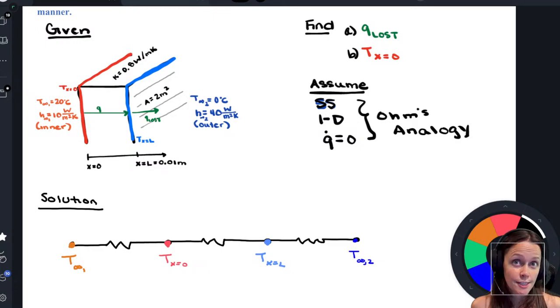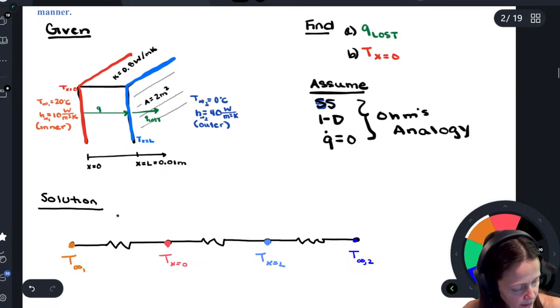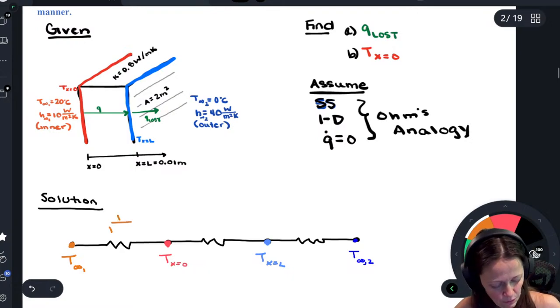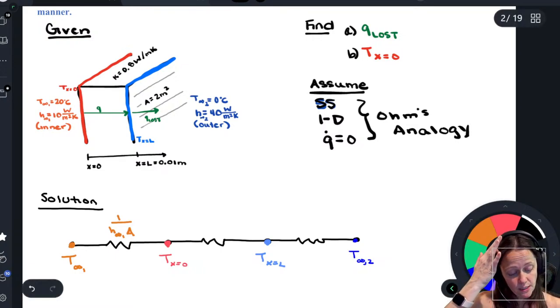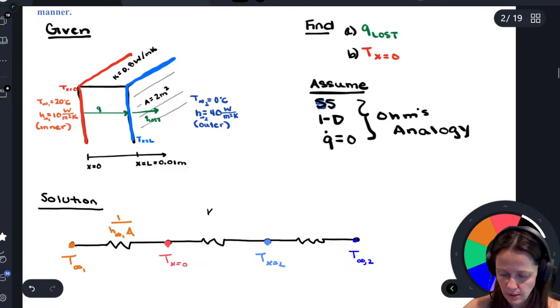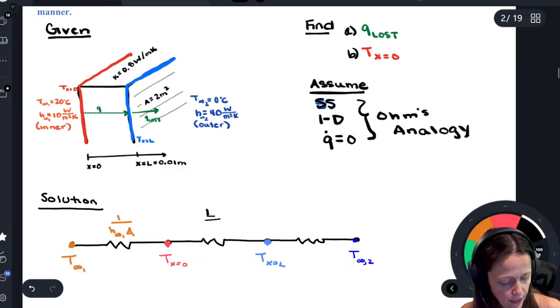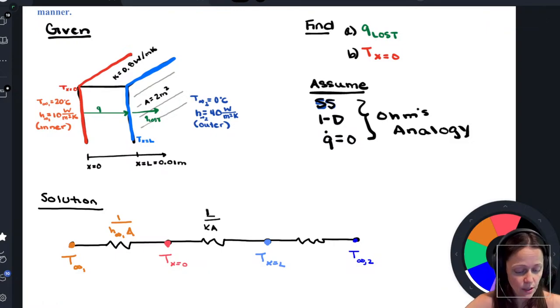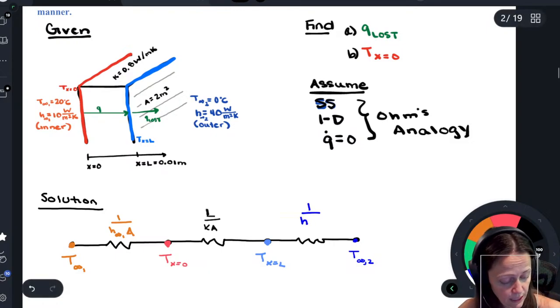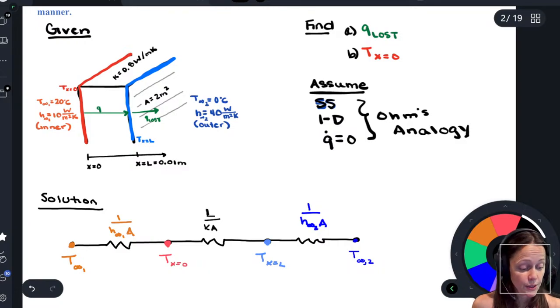So the first resistance is going to be resistance to convection. It's going to be 1 over HA. So I have 1 over H infinity 1 A, and that A is going to be the same all the way through. The next one is going to be resistance to conduction, and this is going to be, oops, not K on the top, L on the top. L over KA. And the next one is going to be resistance to convection, the same thing, except just using a different heat transfer coefficient. Perfect.